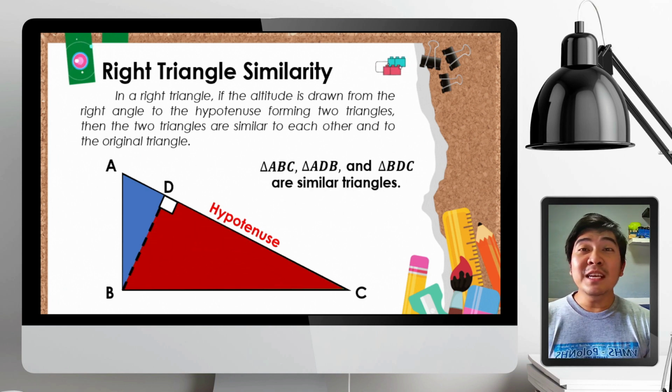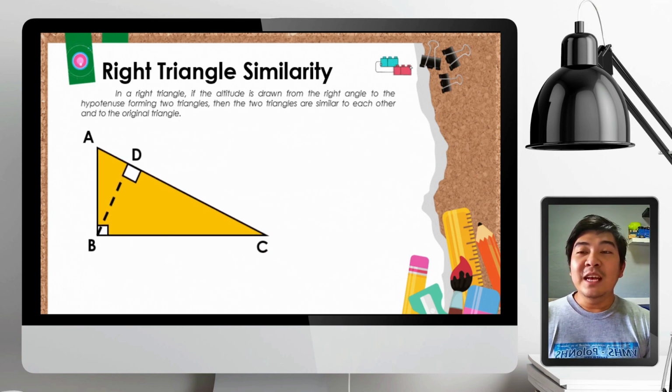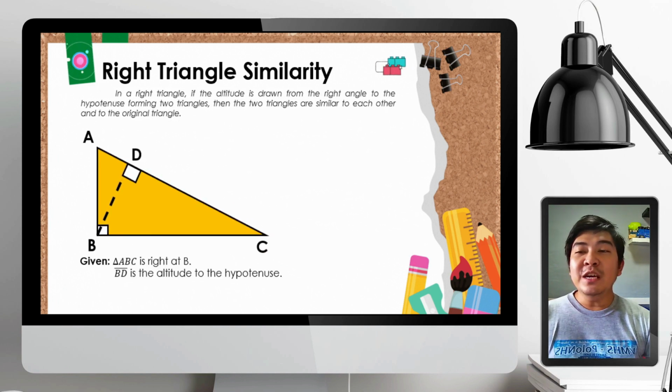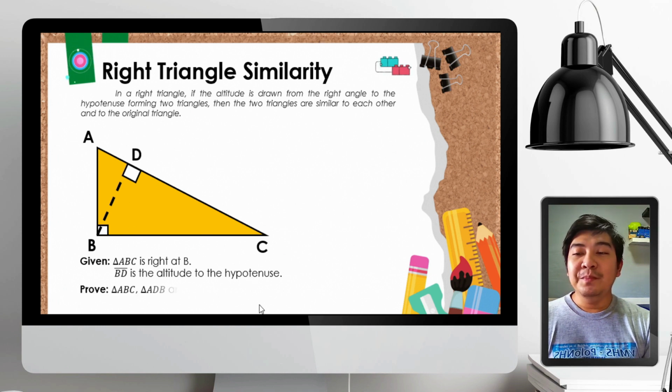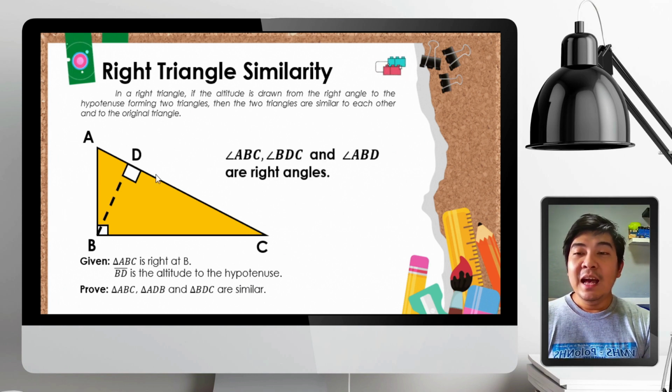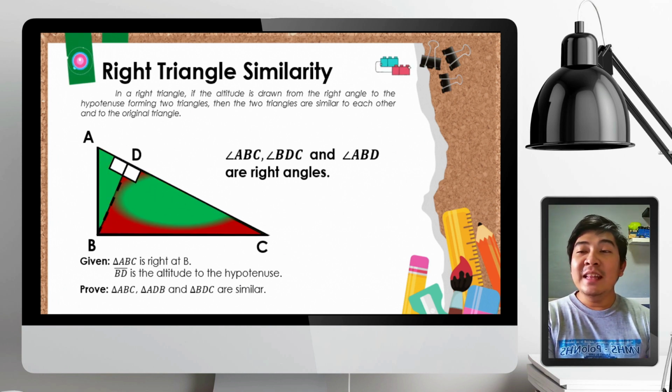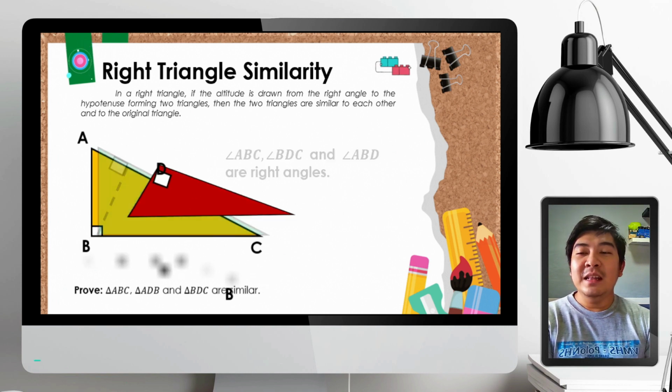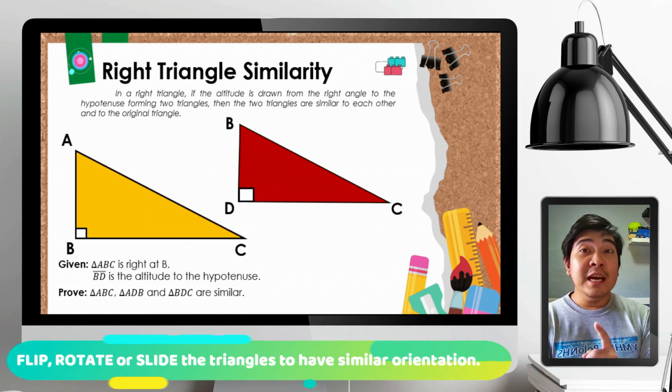How did our triangles become similar? Let us have the proof. Given triangle ABC is right at angle B, as shown, segment BD is the altitude to the hypotenuse. Next, we need to prove that the three triangles formed are similar. We all know that angle ABC, angle BDC, and angle ABD are right angles. First we prove the green triangle, the biggest triangle, and the red triangle, the bigger triangle, are similar.